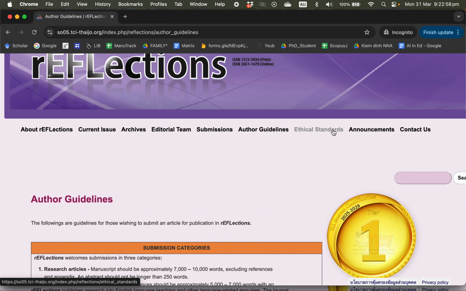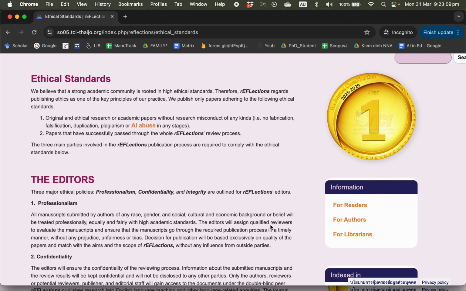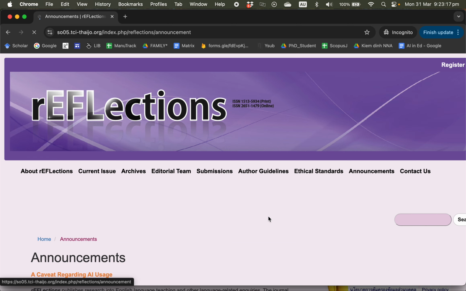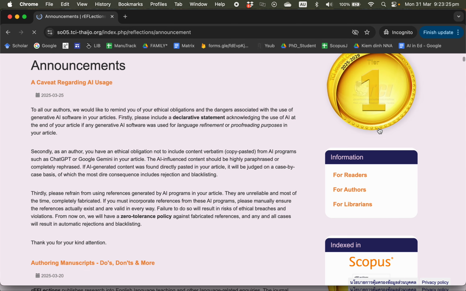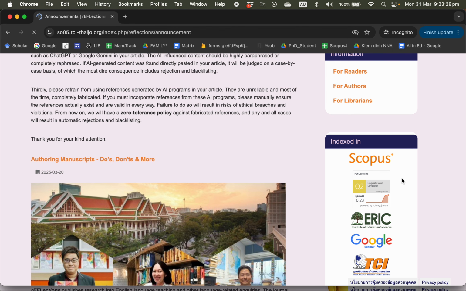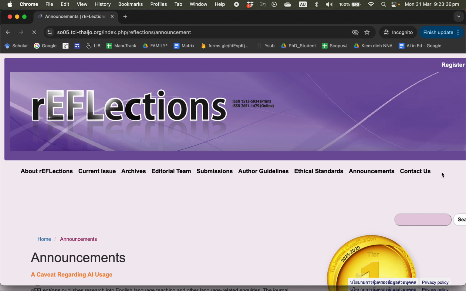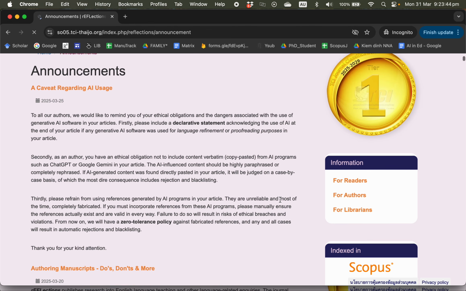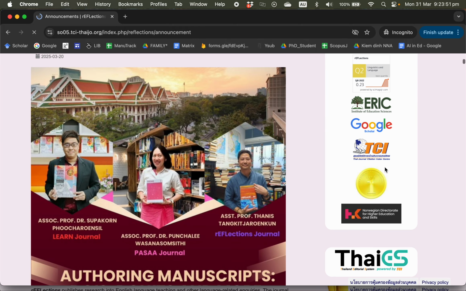Now, the next one is to look at ethical standards. Not all journals have ethical standards, but here are a few things that you may want to have a look at. Announcement is just like news updates from the journal, and then contact us. On the right hand side, I already introduced to you that they're indexed, but sometimes there will be an item on the navigation bar saying indexing, and they will tell you which databases. So this one is the index. This one doesn't have the index on a separate page, but it's right here on the right hand side.